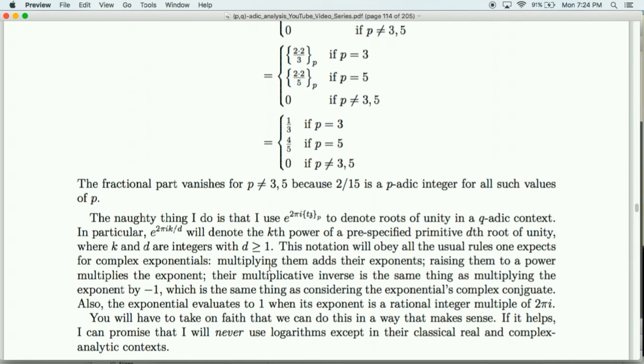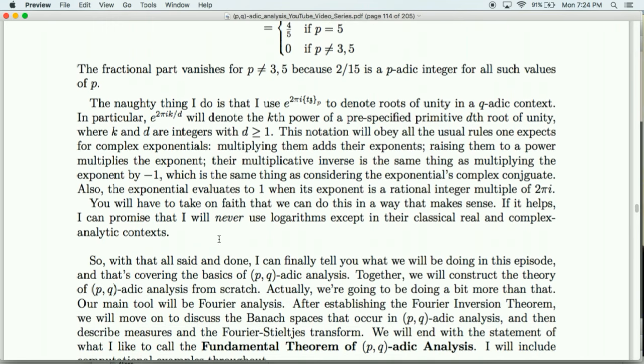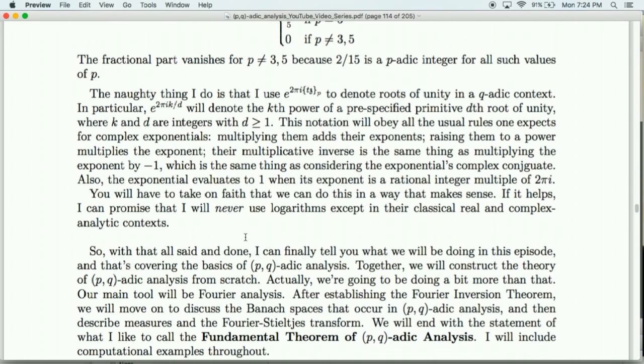If it helps, I can promise that I will never use logarithms except in their classical, real, and complex analytic context. So, with that all said and done, I can finally tell you what we're going to be doing in this episode. And that's covering the basics of p-adic analysis. And we're going to be doing it from scratch. We're going to construct the entire subject from first principles. Actually, we're going to be doing a little bit more than that.